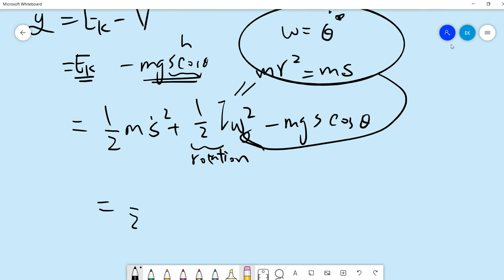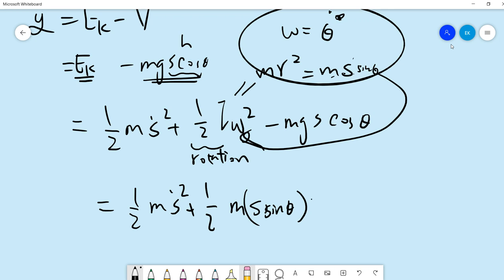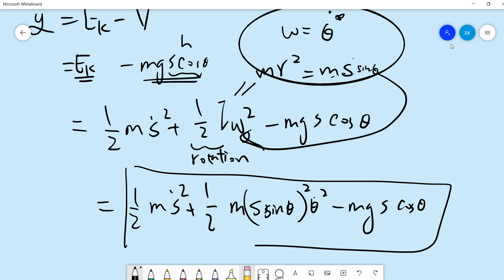What we get is half m s dot squared plus half m r squared, so m s squared, right? s is r sine theta, and omega is theta dot, squared, minus mgs cosine theta. Okay, so the answer is E.